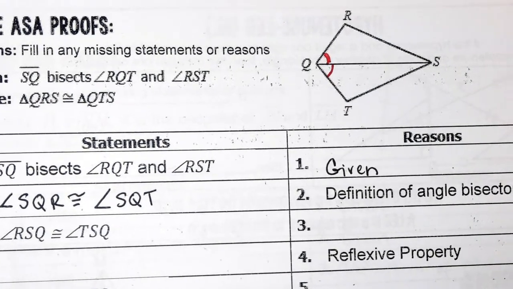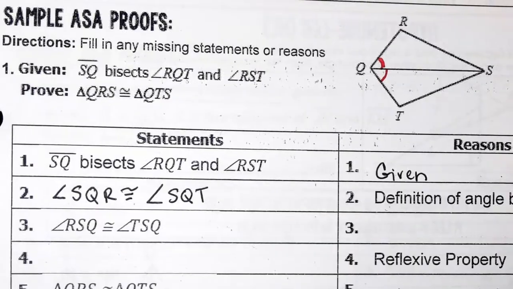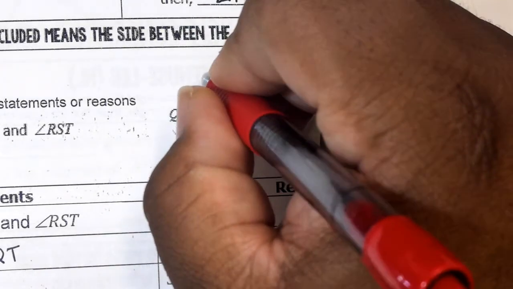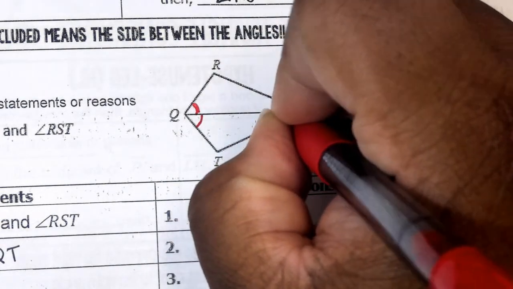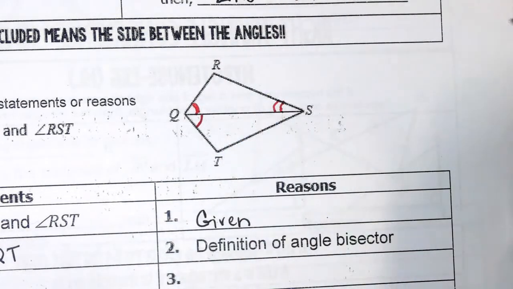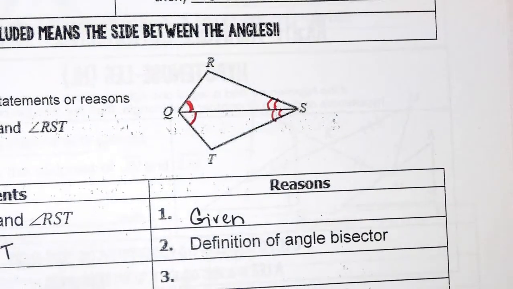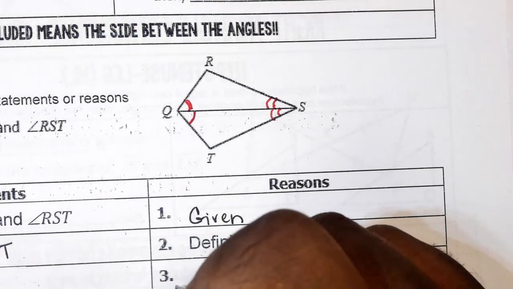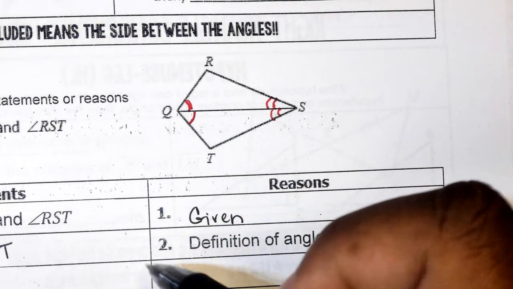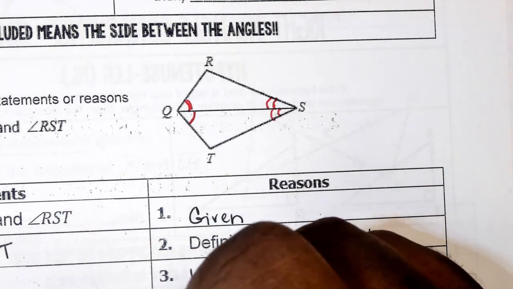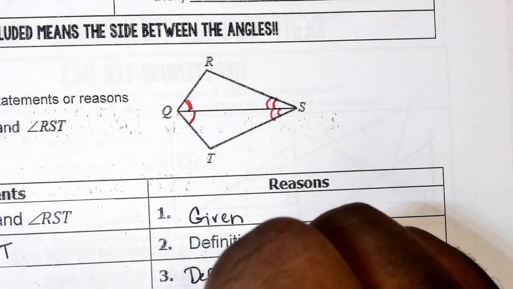You want me to mark those angles for you? Let's mark those angles first. It says angle RSQ. RSQ, that's this angle right here. It's congruent to angle TSQ. That's this one right here. What's the reason we know those 2 angles are congruent? Yeah, it's the same reason. Definition of an angle bisector. That's the other angle that they talked about splitting, angle RST. So this is definition of an angle bisector as well.